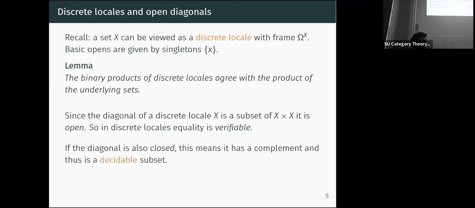And notice, if we ask that the diagonal is also closed, so suppose we have this discrete locale and we now want it to be Hausdorff, then that's saying that the diagonal is closed. But that means it's open and closed, so it has a complement. In other words, it's open, and its complementary sublocale is also open. Both of these are subsets, and this means that it's actually a decidable set. So you can tell whether you're in the set or not. We've spoken about decidable equality before. Decidable equality for a set is just saying that it's Hausdorff as a locale. So Hausdorffness for a set gives us decidable equality.